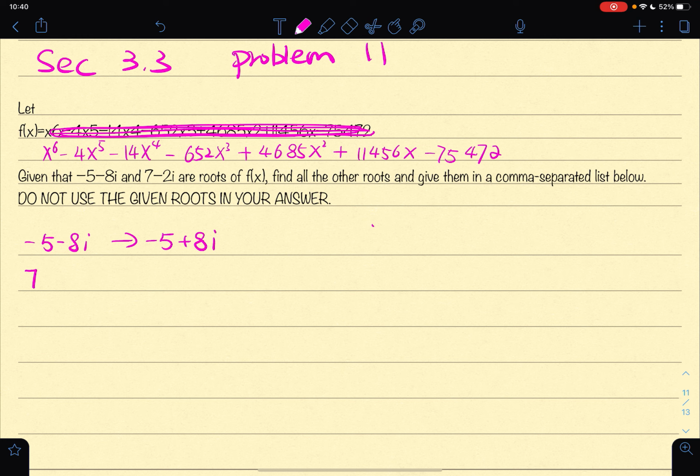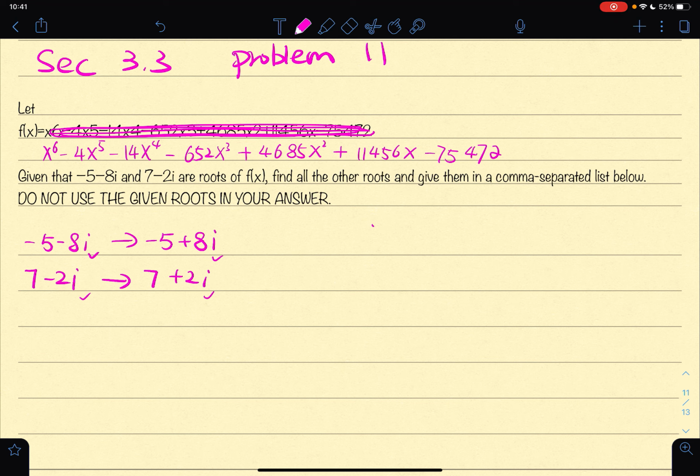Similar idea, positive 7 minus 2i will lead to 7 plus 2i being another root of your polynomial. So out of the 6 roots, or 6 zeros, of your polynomial, you have 4 of them already. So the question is about how to find the other 2. In order to find the other 2, you must be looking for a quadratic function to factor.